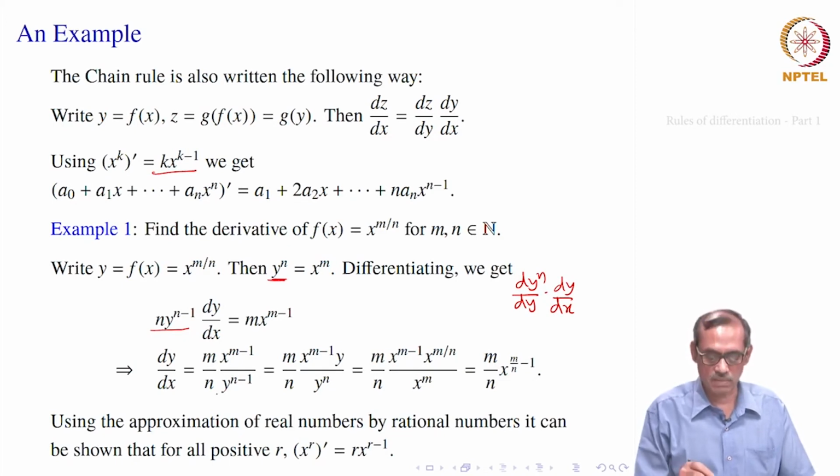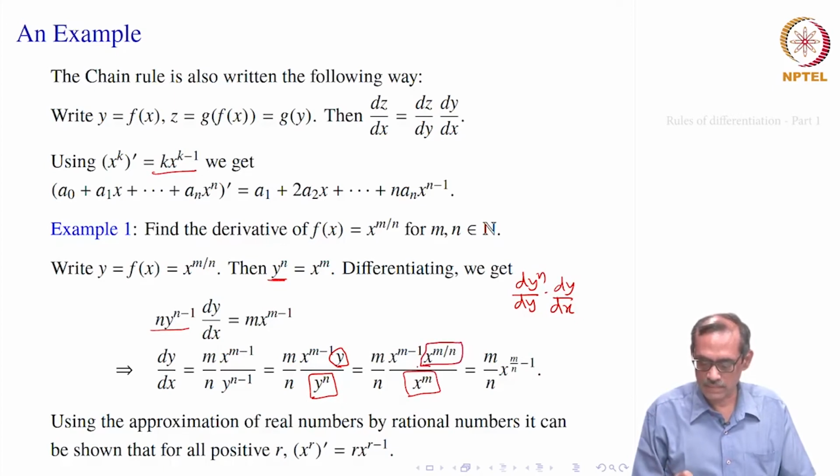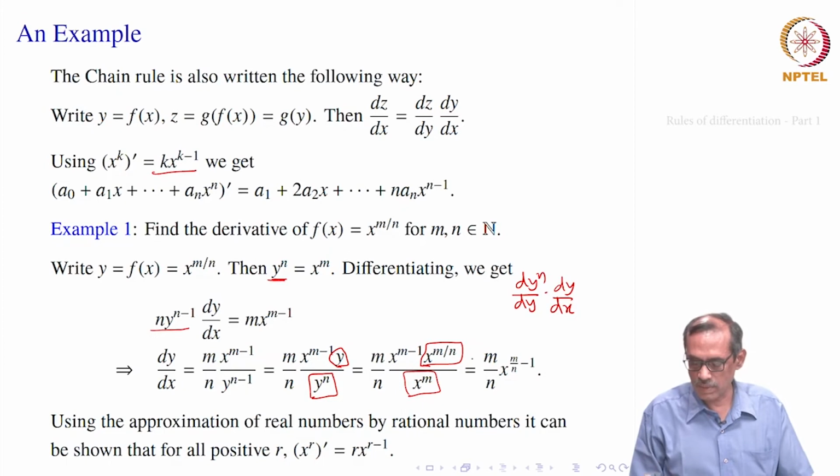Now, you have to simplify this, substituting our y. So, dy by dx will be m divided by n into x to the power m minus 1 divided by y to the power n minus 1. So, it is a matter of simplification now. Y to the power n minus 1, we can write y to the power n and y to the power minus 1, which goes to the top. So, y is here. Now, y to the power n is replaced by x to the power m and y is replaced by x to the power m by n. All the other factors remain. So, now we simplify this, m by n remains as it is, and x to the power m cancels. So, x to the power minus 1 remains, that gives x to the power m by n minus 1.